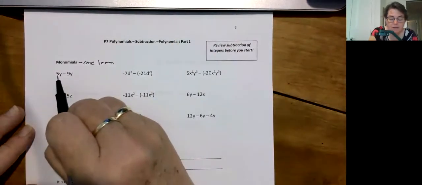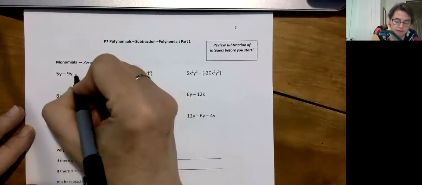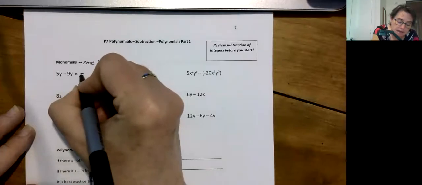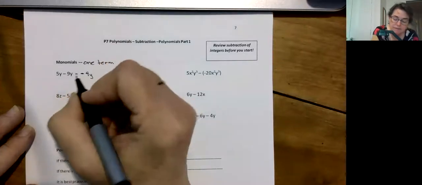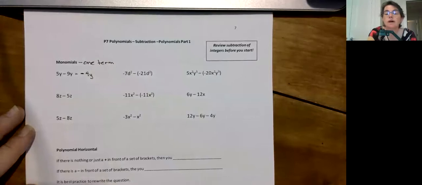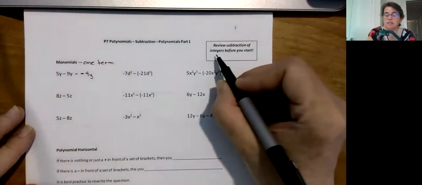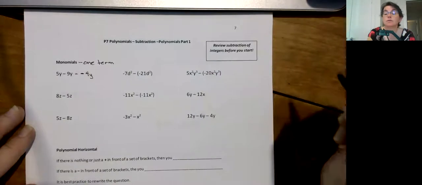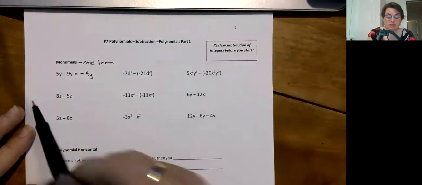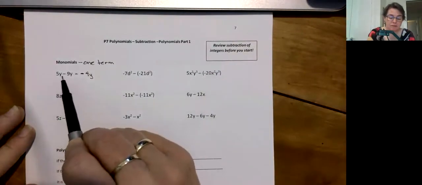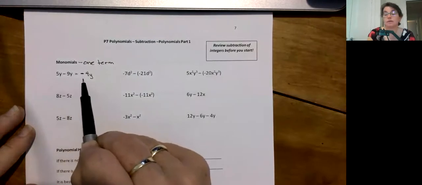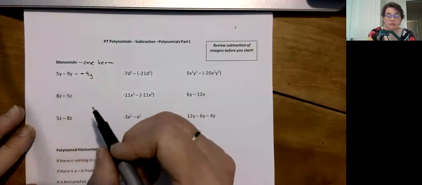So 5y minus 9y is negative 4y. If you lost the negative sign there, you probably should go find something on subtraction of integers because order matters when you subtract. Make sure if you're using your calculator, just go 5 minus 9 and you get the minus 4 right away. Easy peasy.